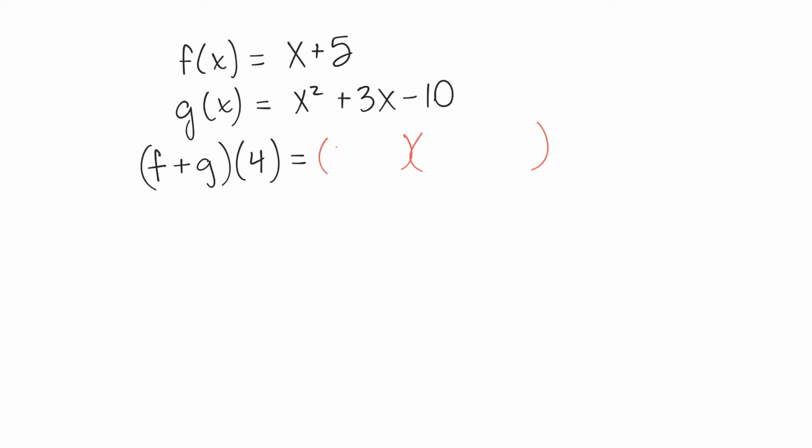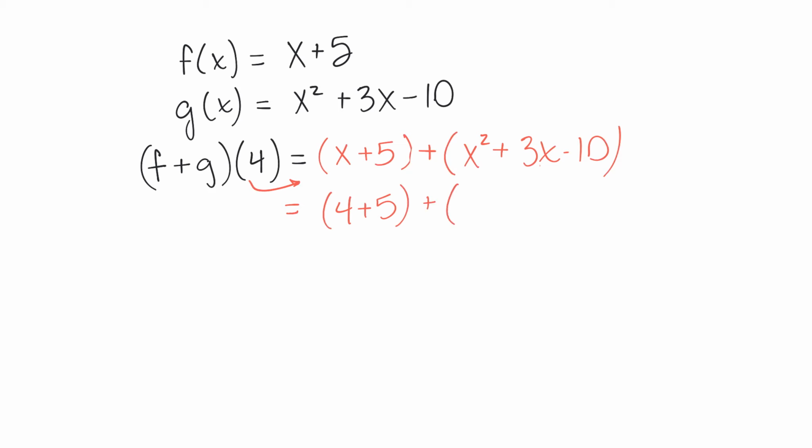So we're going to have x plus 5, oops, I goofed here. We're going to have x plus 5 plus x squared plus 3x minus 10. And then we're going to replace everything with 4s. So 4 plus 5 plus 4 squared plus 3 times 4 minus 10. Put that all together and we end up with 9 plus 16 plus 12 minus 10.